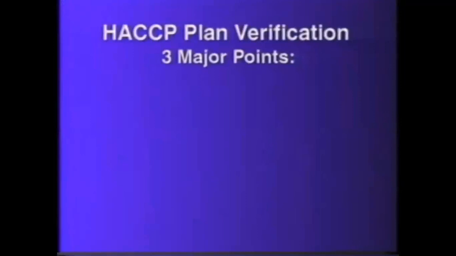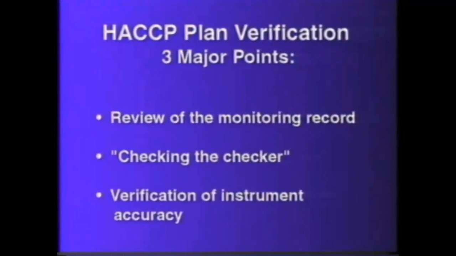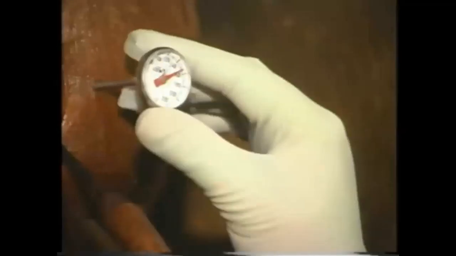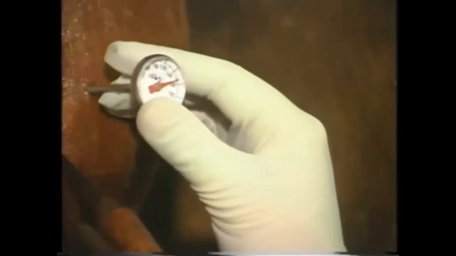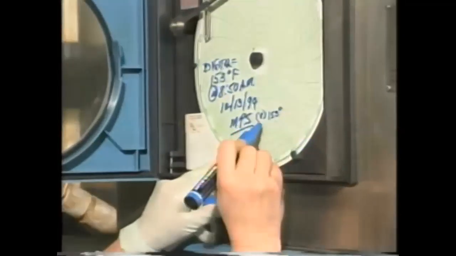Verification is to a HACCP plan what monitoring is to a CCP. The major points of HACCP plan verification include review of the monitoring record, review of the person doing the monitoring, or checking the checker, and verification of instrument accuracy. Another employee verifies the accuracy of the 2 internal probes by checking the internal temperature with a 3rd thermometer, and she records this 3rd temperature on the recording chart.